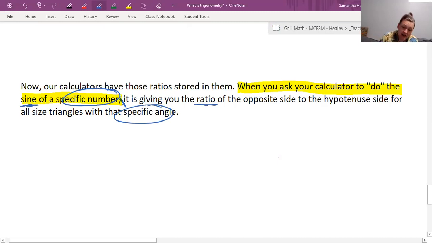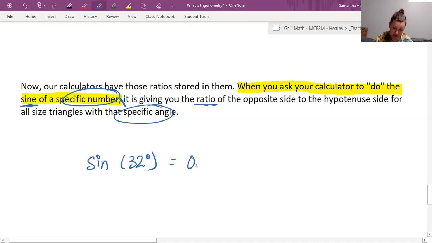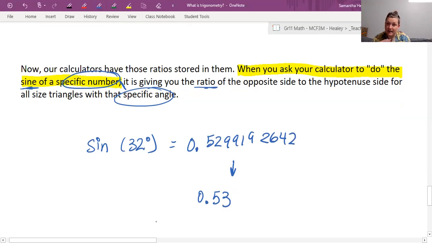So we can check that in your calculator. If you type in sine of, remember we did 32 degrees earlier, sine of 32 degrees. So in your calculator, sine 32 should look just like this, and you hit enter, you get, on my calculator, 0.529919264, which if we round it to 2 decimal places is 0.53, which is the exact ratio we calculated earlier. So our calculator just has the information stored.